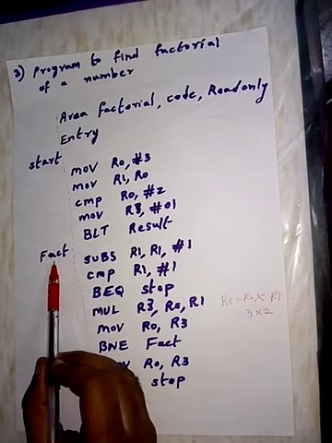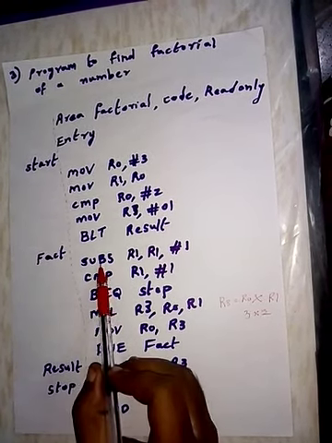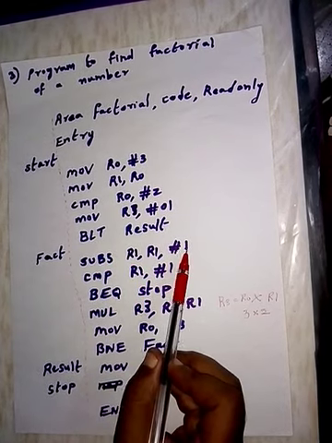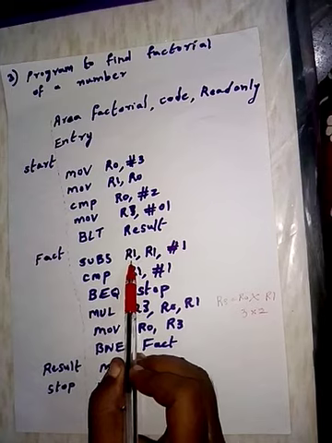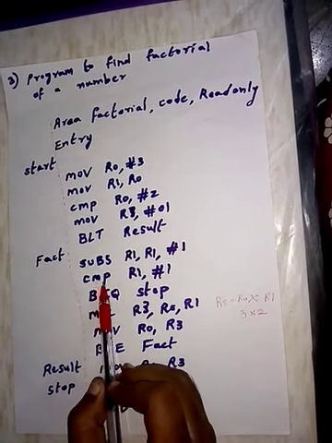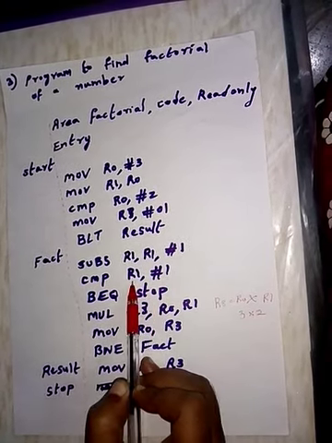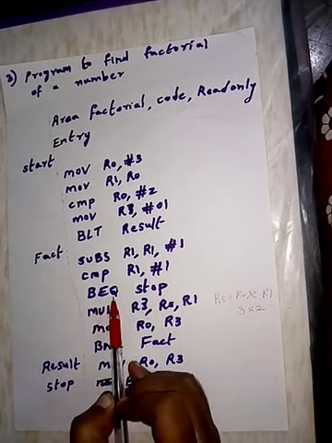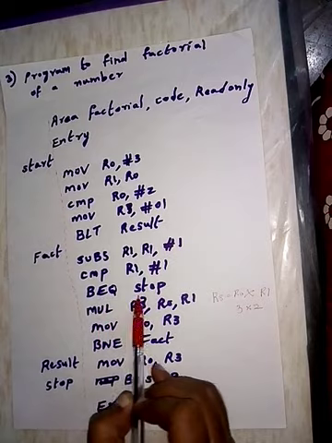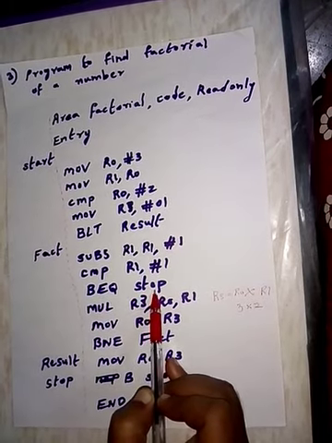Again it goes here. The first iteration is done. Now again subtraction, R1, #1. Right now what is the value of R1? It is 2. 2 minus 1, so R1 will have 1. Compare instruction R1, #1. R1 is 1, and here also it is 1. So both are equal, branch equal, this instruction will get executed and it goes to the label called STOP.